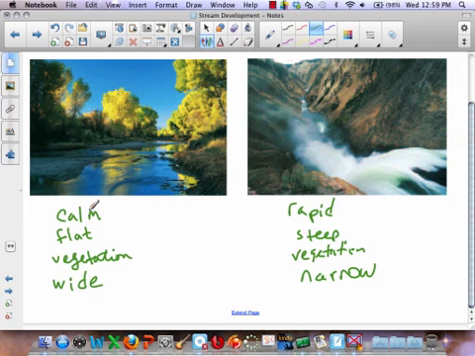All right, so any guesses why these are the way they are? Why don't we have a wide channel on the one on the right? That's how steep it is. It's just going to keep on going fast. Okay, there we go. Because of the steepness of the stream channel, the gradient, we're going to be down cutting. That's literally what's happening here.